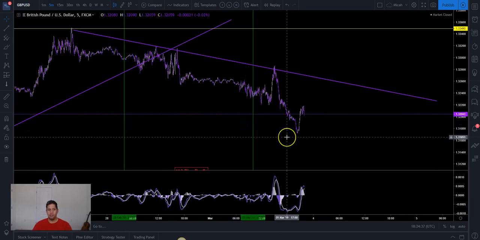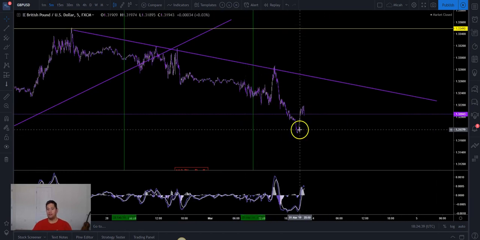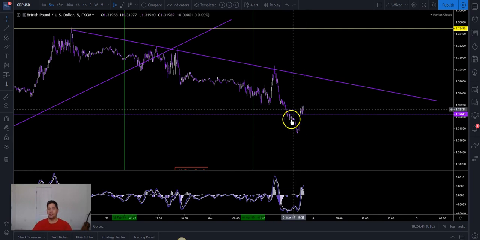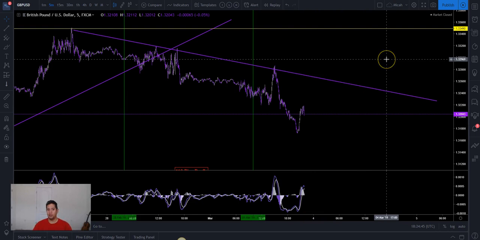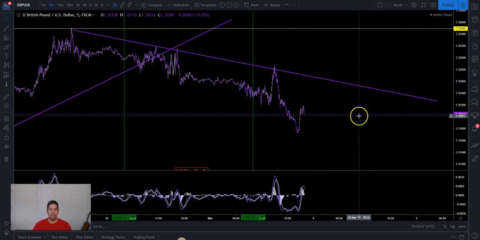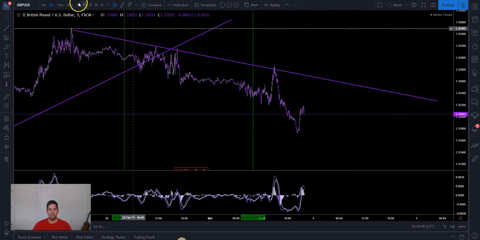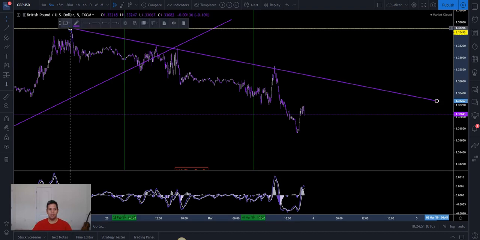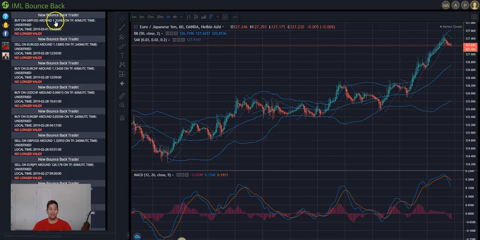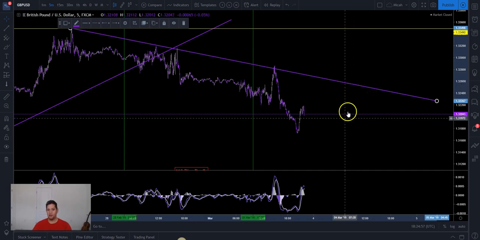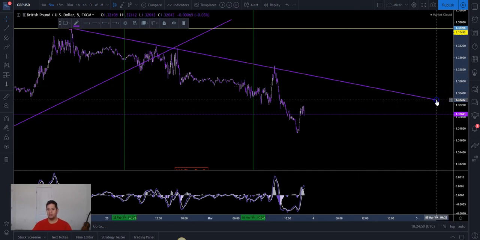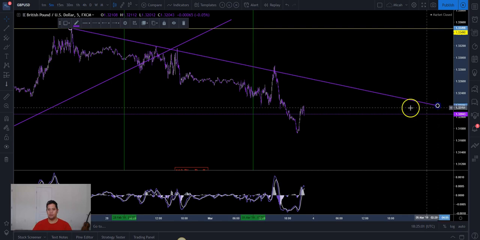So this is still a valid trade if it meets criteria. If it comes back up here, breaks, and you get the MACD crossover, you still can enter this trade. Okay, so this is still a valid trade, even though the bounce back says invalid. It's still a valid trade if it meets criteria. So I'm going to leave this here.